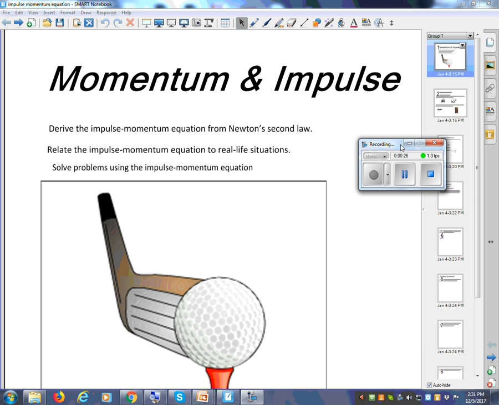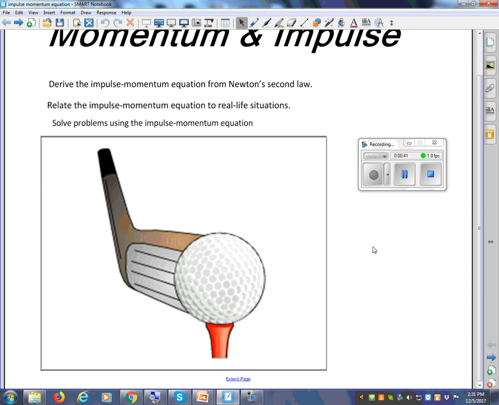So we are going to derive the impulse momentum equation from Newton's second law, the simplest derivation in the history of deriving, relate the impulse momentum equation to real-life situations, and solve problems using it. The reason there is a golf club and golf ball is because that is a real-life situation where the impulse momentum equation is applicable.